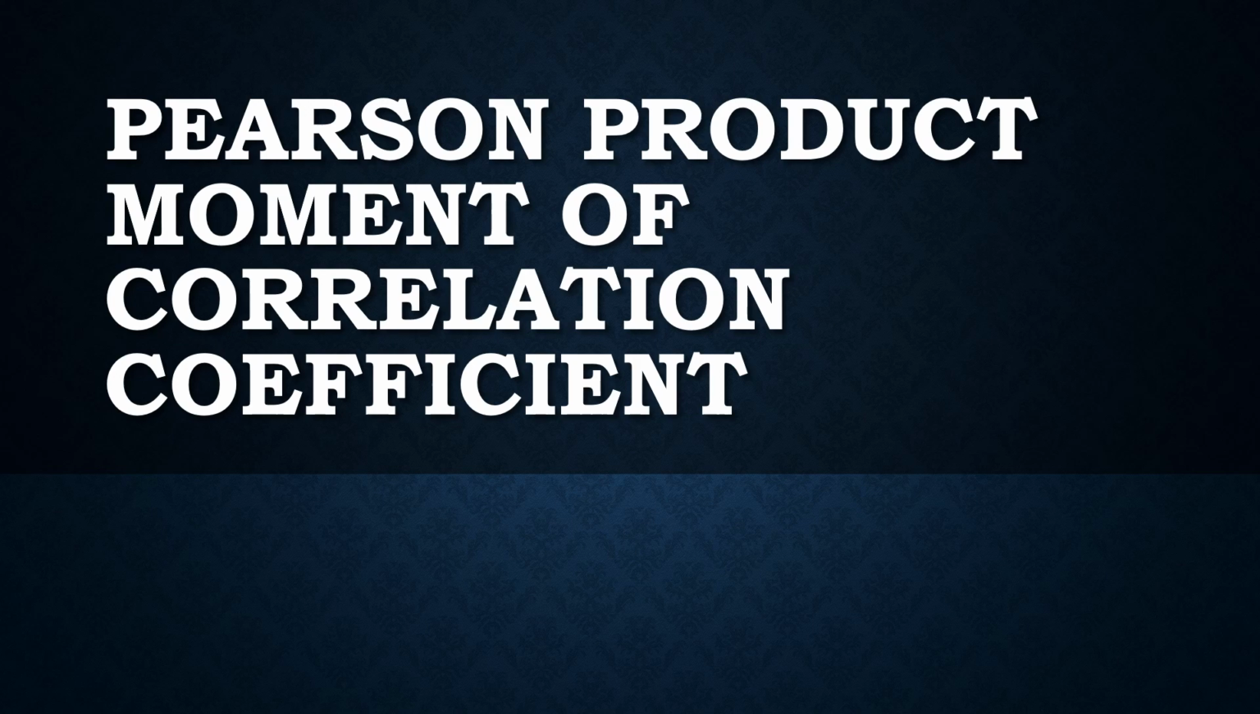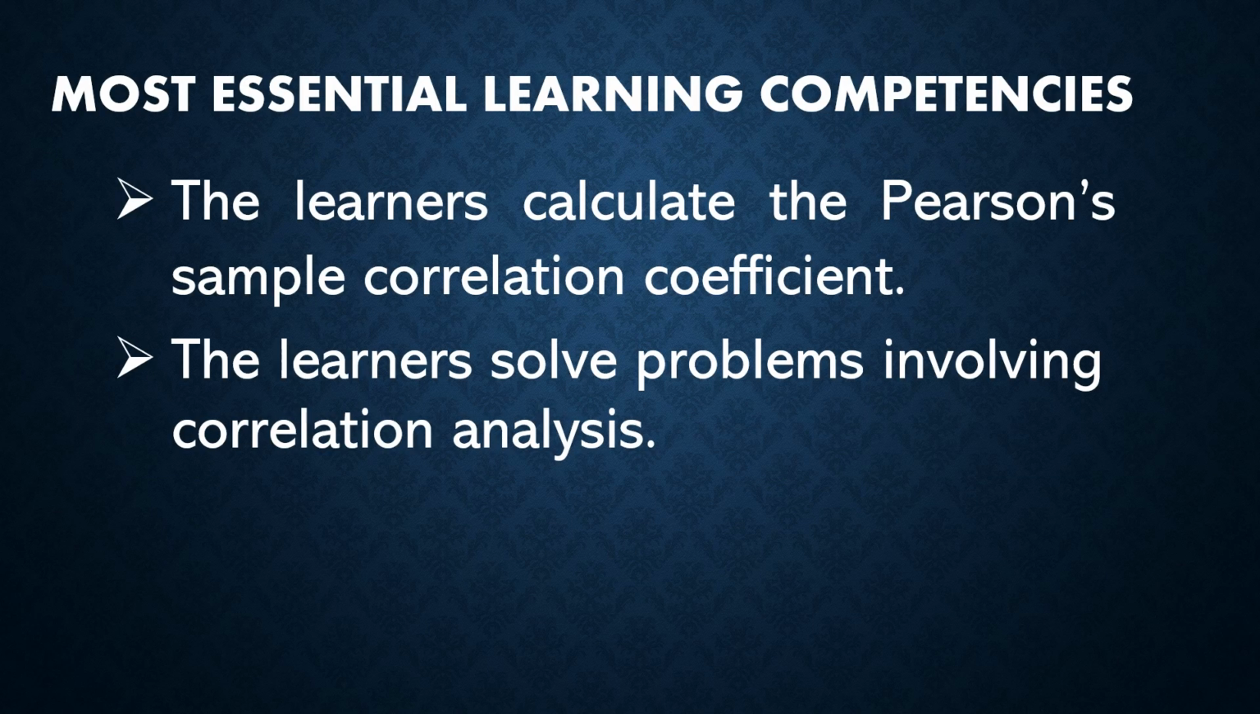Last meeting we discussed understanding correlation analysis, wherein you learned how to identify the relationship in terms of direction and strength using a scatter plot. Now, you will be using a formula in order to know the relationship between two variables, or what we call bivariate data. So our most essential learning competency for today's discussion is that the learners calculate the Pearson sample correlation coefficient and solve problems involving correlation analysis.